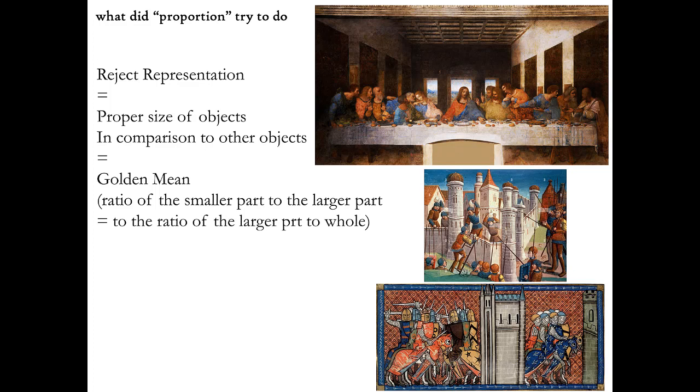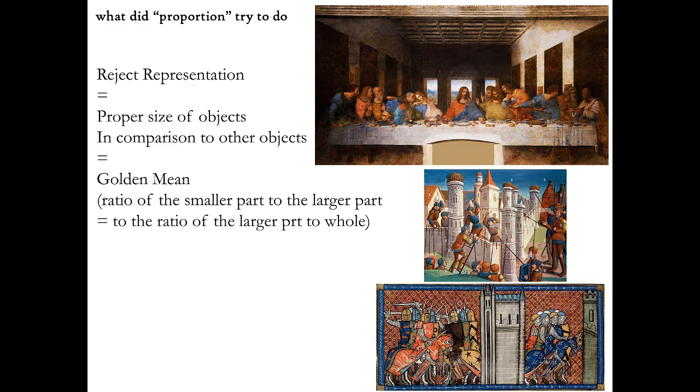So how does one do it? And again, another mathematical creation. You need what's called the golden mean, or that's one way of doing it. The golden mean has the ratio of a smaller part to the larger part equal to the ratio of the larger part to the whole.